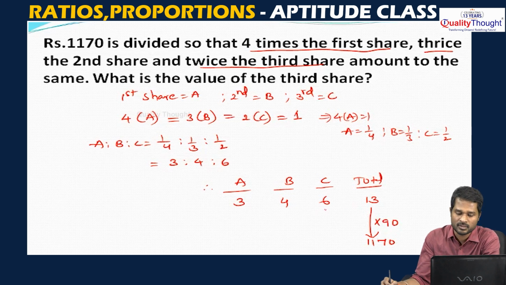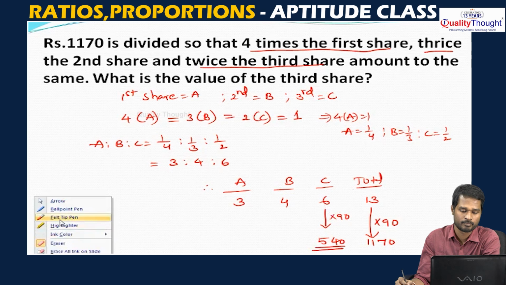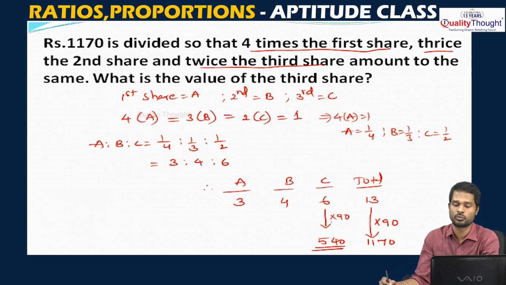So, multiply C also with 90, as the total value is multiplied with 90, all the individual values also should be multiplied with 90. So, multiply C value 6 with 90, to get 6 9s are 54, 0. So, 540 is the share, that is the third share. This is how we need to do this.